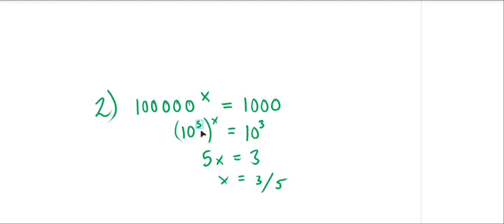And so using the power to a power as a product of powers property here, we're going to wind up with 5x and 3 as the exponents. Setting those equal to each other, we can solve for x equals 3/5. So if you want to get 100,000 to some power to be 1,000, raise it to the 3/5.